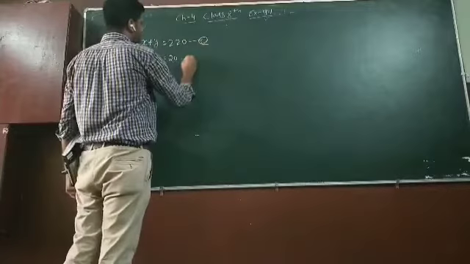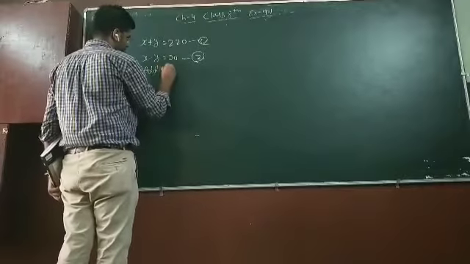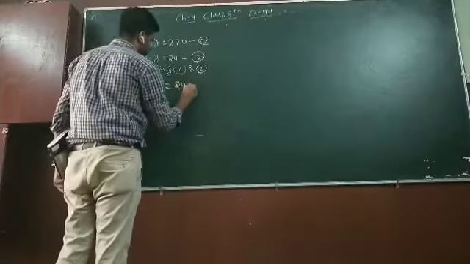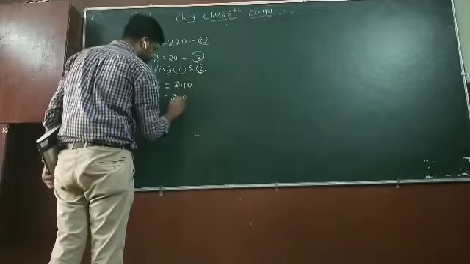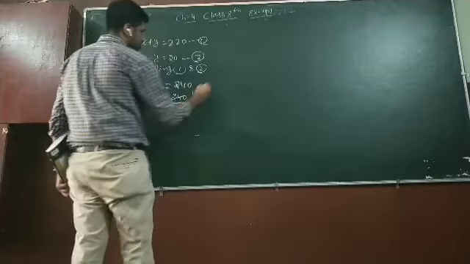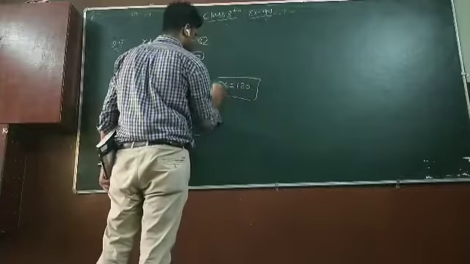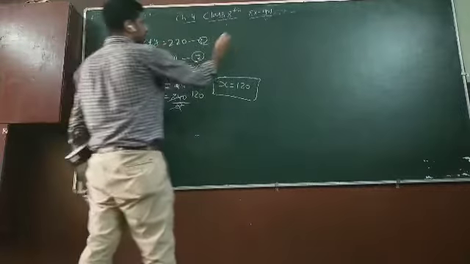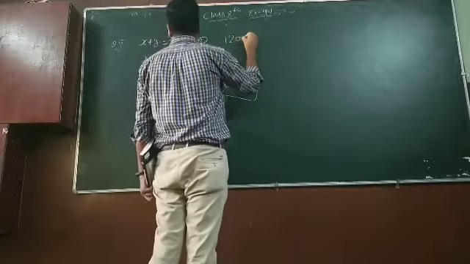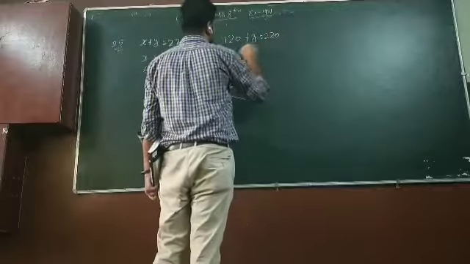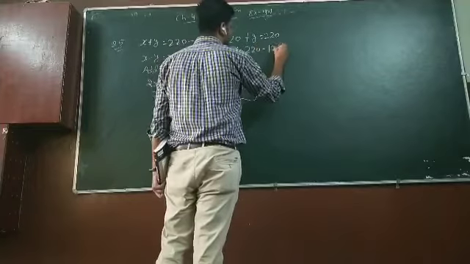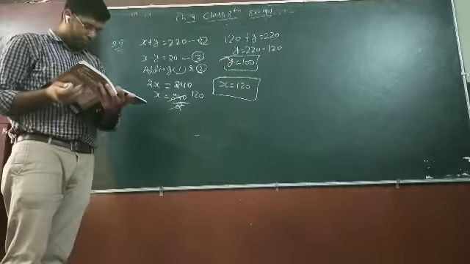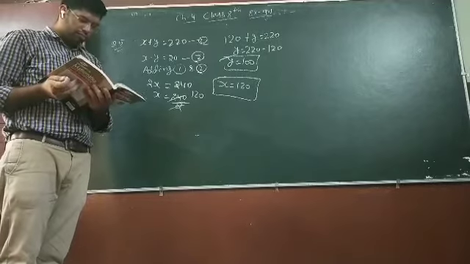Better add them. This is 1 and 2. So adding 1 and 2. What do we get? 2x is equal to 240. So my x is equal to 240 by 2, that is 120. So x is equal to 120. This is the required answer. But we need y also. To put this x value in the 1, we get 120 plus y is equal to 220. So my y is equal to 220 minus 120. That means y is equal to 100. So this is our required answer. Clear? 6 is also same, similar.